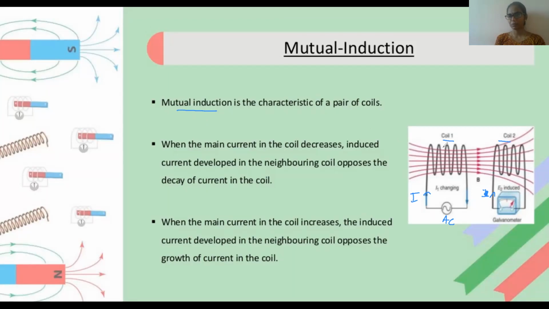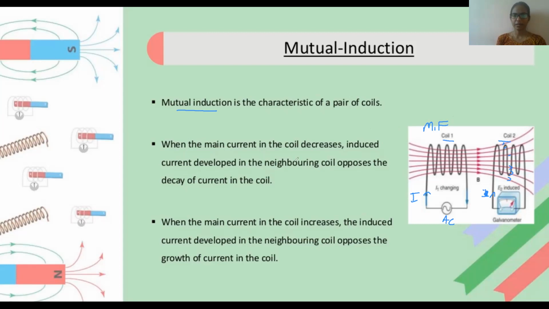When a current is moving in the coil, what happens? It produces a magnetic field. That magnetic field passes to the second coil. When the magnetic flux in the second coil changes, an induced current is created there. Because of that induced current, the galvanometer shows the deflection.